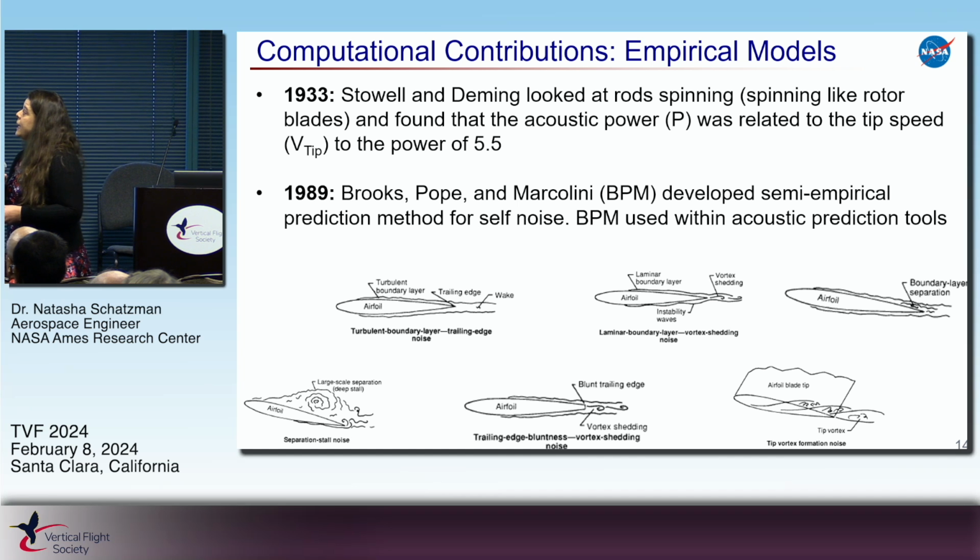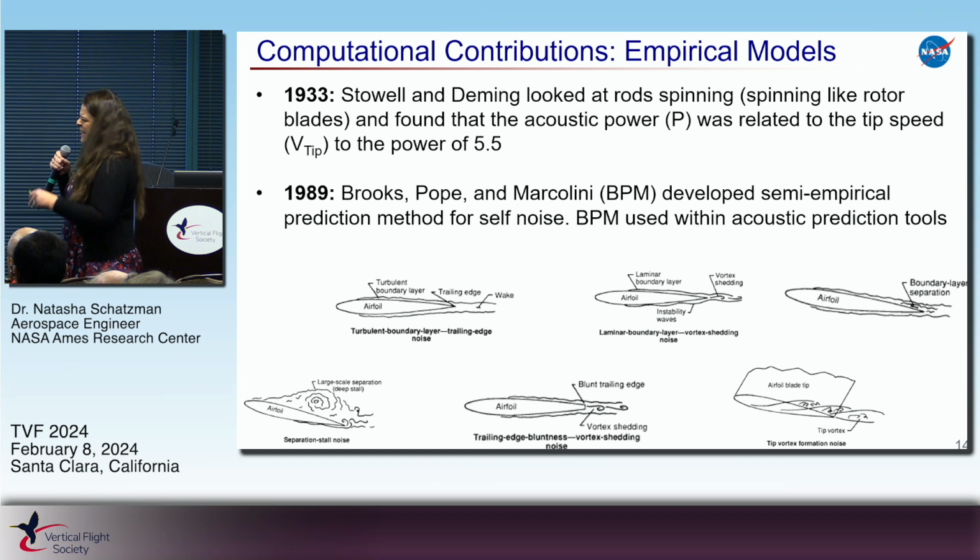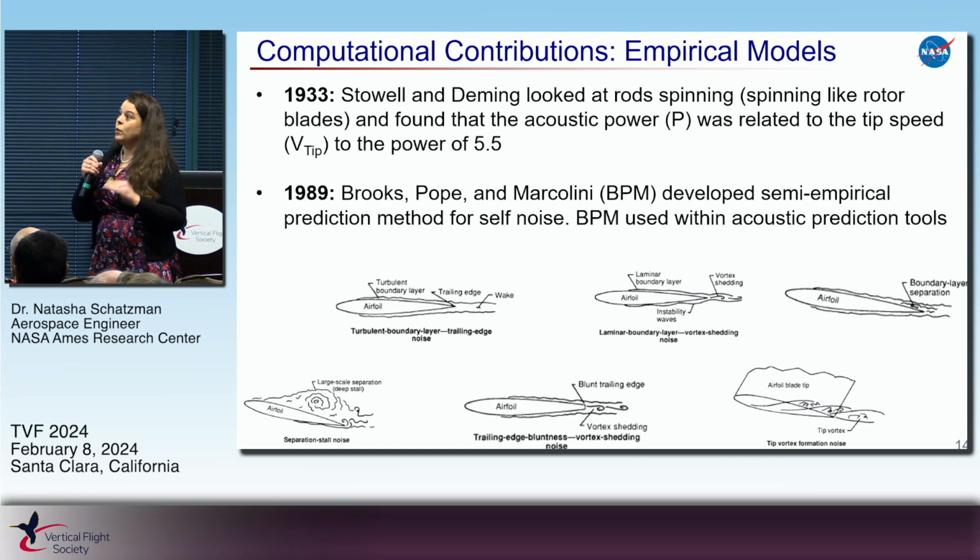All right, again with contributions, some empirical models. In 1933, Stowell and Deming looked at spinning rods, like spinning rotor blades, and found that there was a relationship between power and the tip speed.